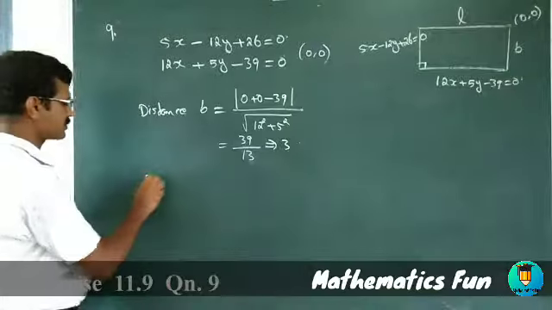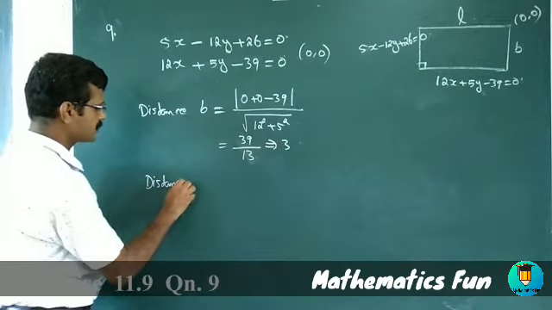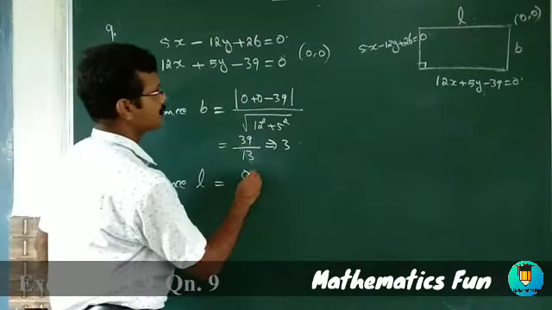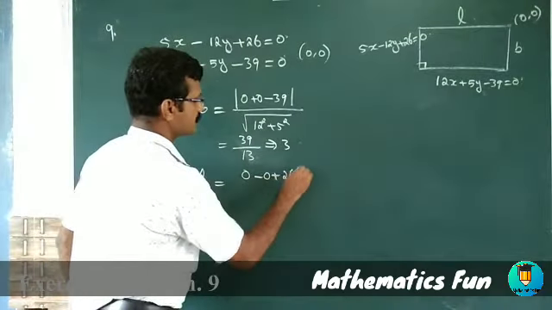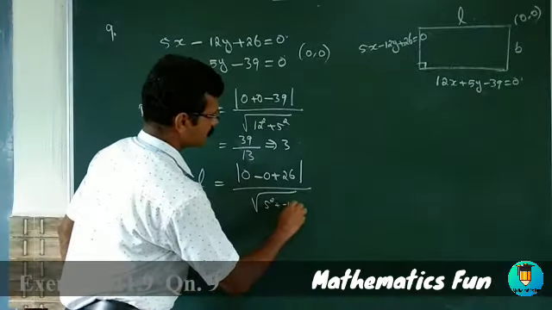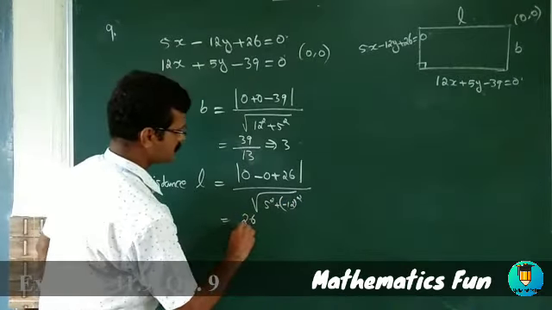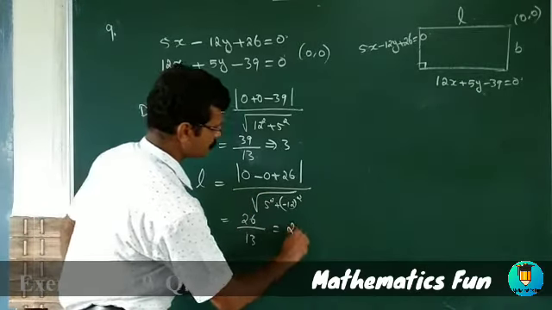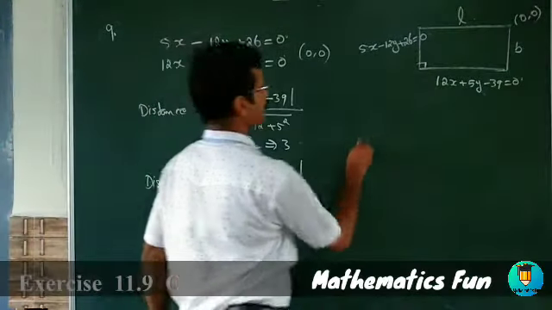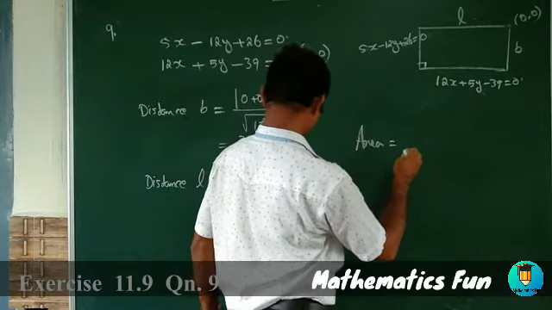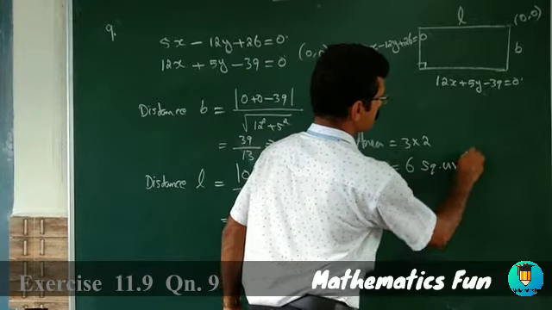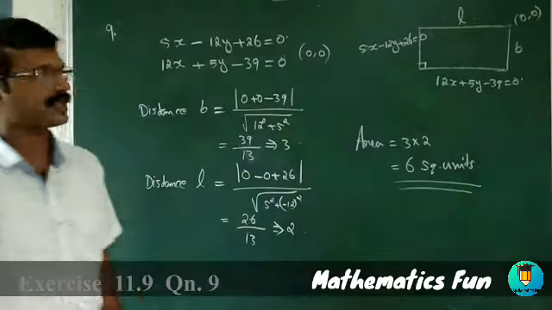Now I need the length, that is also a distance. Again I am applying the distance formula for the length. That point I put here. So again, the absolute value of 0 minus 0 plus 26, divided by the square root of 5 square plus minus 12 square. So this becomes 26 by 13, so it is 2. So length and breadth we got, therefore area. Area is equal to length into breadth, that is 3 into 2, that is 6 square units. 6 square units is the area of the rectangle.